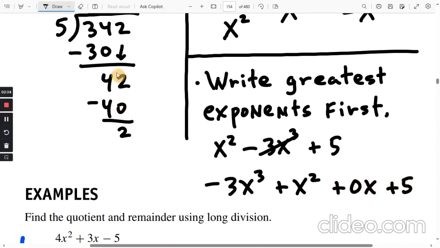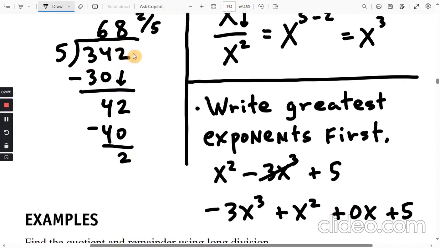So when you set up to divide, you want to have the greatest exponents first. You want them in order, counting down by ones. This is x to the 3rd, x squared, x to the 1st, and x to the 0. So that's how you're going to be writing or setting up the division.